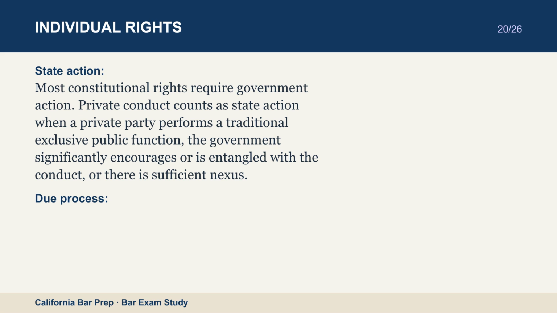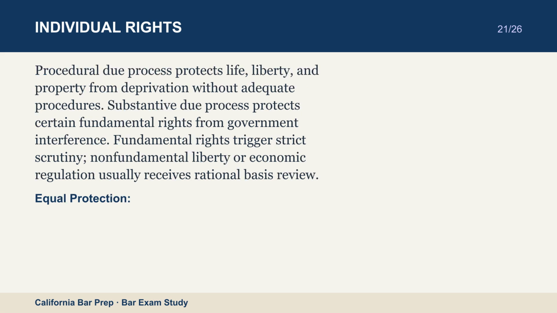Due process. Procedural due process protects life, liberty, and property from deprivation without adequate procedures. Substantive due process protects certain fundamental rights from government interference. Fundamental rights trigger strict scrutiny. Non-fundamental liberty or economic regulation usually receives rational basis review.